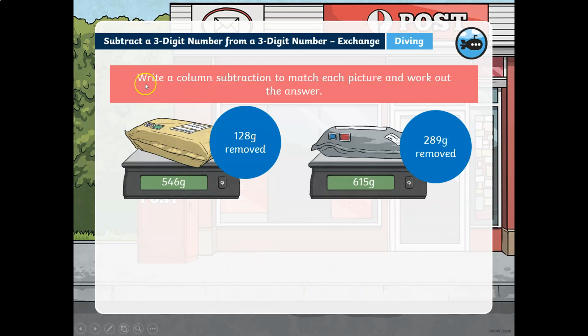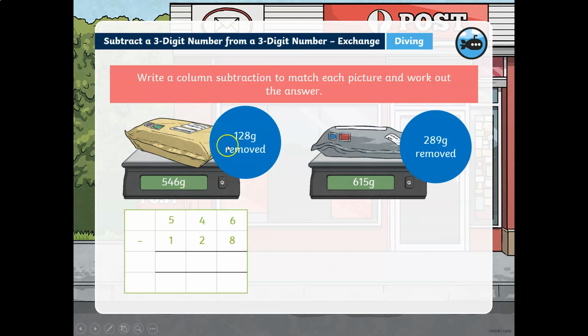Okay, so we need to write a column subtraction to match each picture and work out the answer. So, like the other page, it tells you the total amount that this package weighs. It weighs 546. And it wants us to remove 128 grams. So this is how we write it. We have the hundreds column, the tens column, and the ones column. The biggest number is always on top with subtraction.